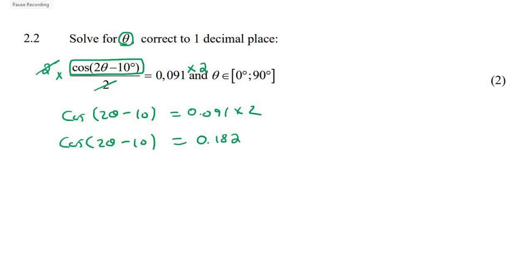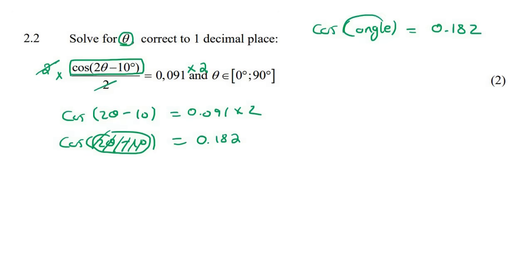And so we end up with cos of 2 theta minus 10 equals 0.182. Okay, now when you're in this situation, don't worry about what you have over here. Just ignore that. We can just pretend that we've got cos of some angle, and that cos of that angle is equal to 0.182. Now to work out what this angle is, your teacher might call it the reference angle. On your calculator, you're going to press shift, then the cos button, and that's going to open up a little bracket, and then you just type 0.182.